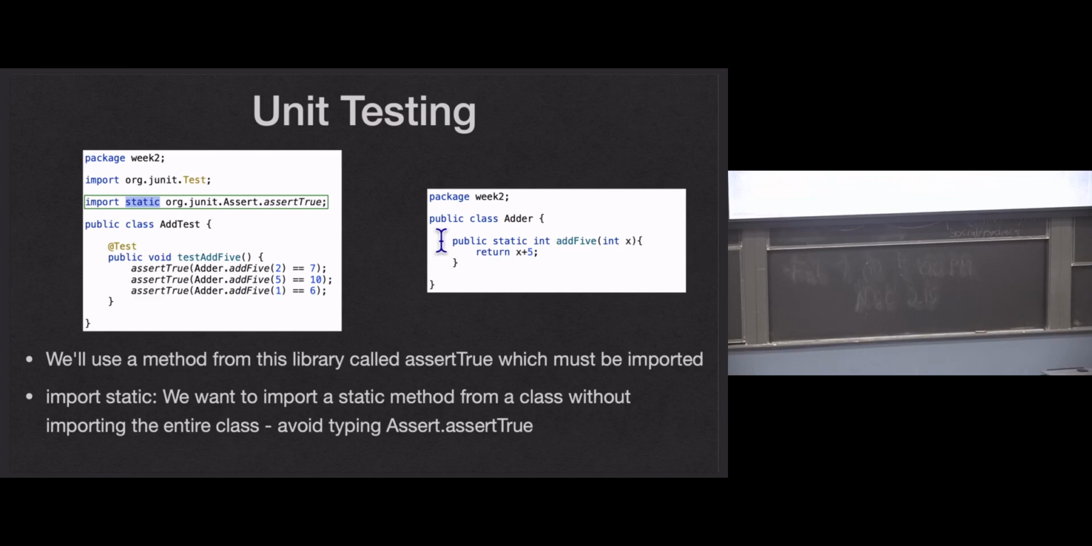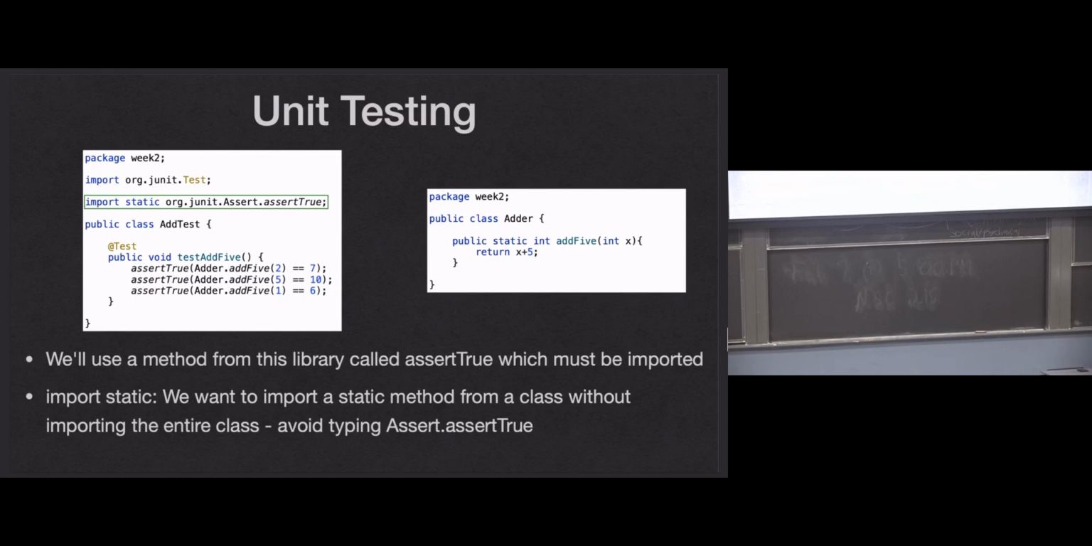Some of that can still be fuzzy. I'd be okay with that. But we're importing this assertTrue method, which lives in the Assert class. The static says I want to import one method, not an entire class. Every other import we saw, importing the ArrayList and HashMap, we imported the entire class. But if we just want one static method from a class, this is how we can do it. If you don't want to think about that, just paste this line in your code and then start using assertTrue. And you don't have to think about it too hard. But that should mostly make sense to you.